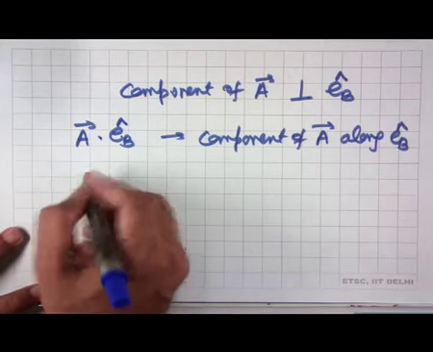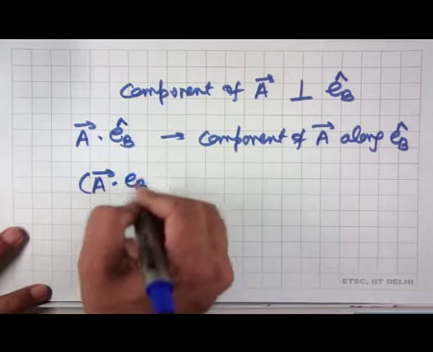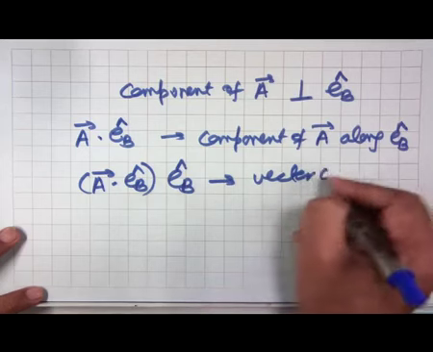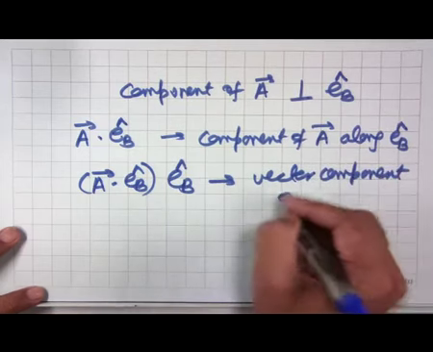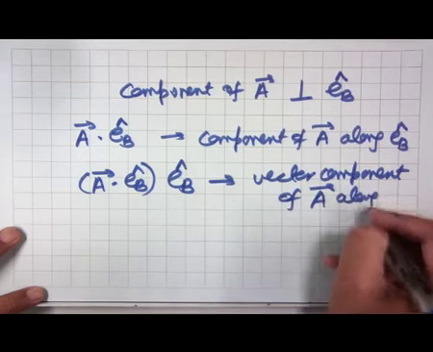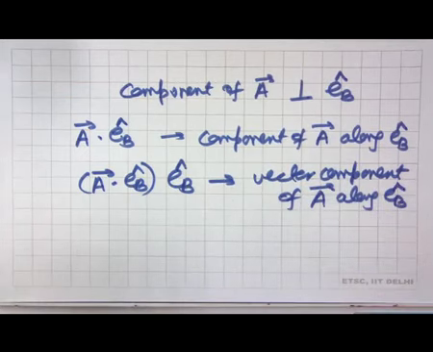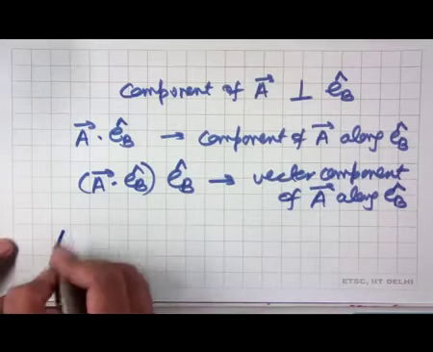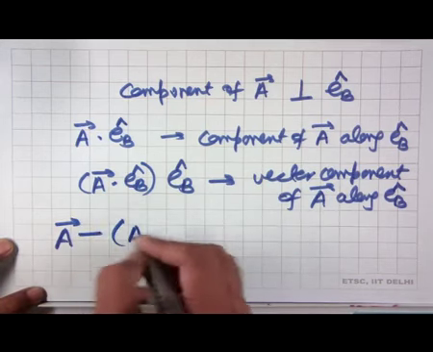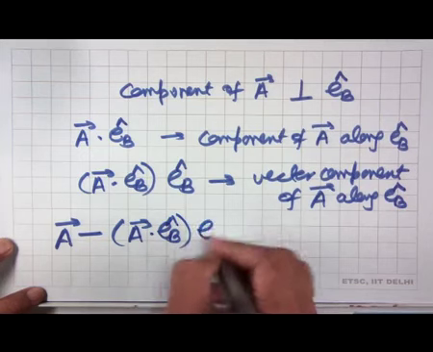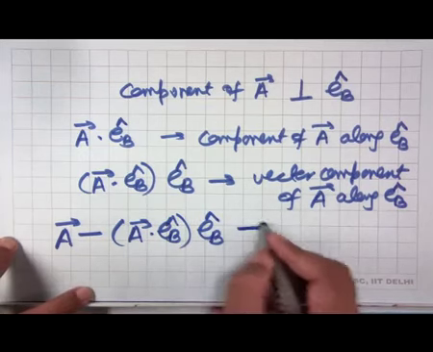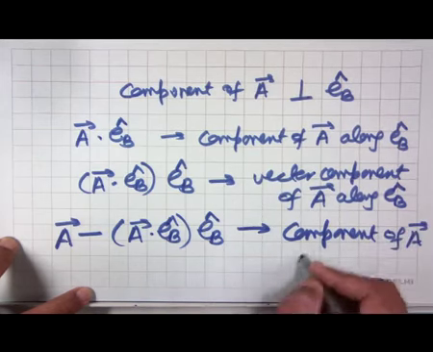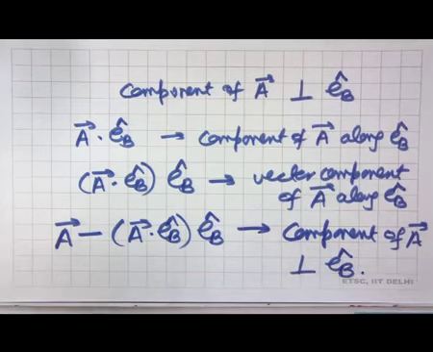So, what we do is we take A dotted with EB along with the vector EB. This we can refer to as the vector component of A along EB. And now, if we want to find the component which is perpendicular to EB, then vector A minus A dotted with EB times the vector EB, this will give us the component of A which is perpendicular to EB.